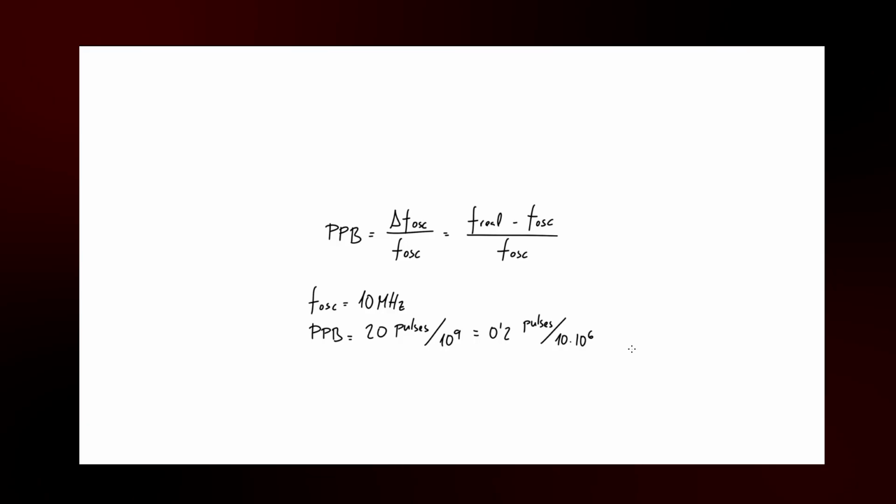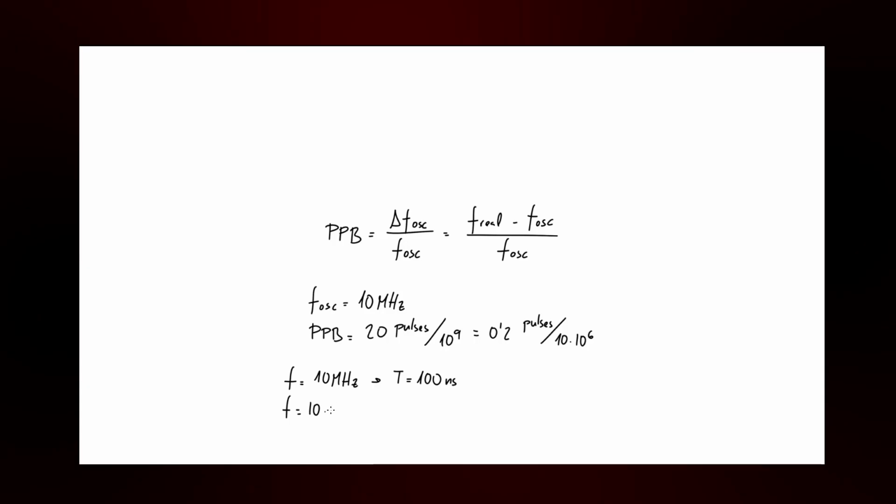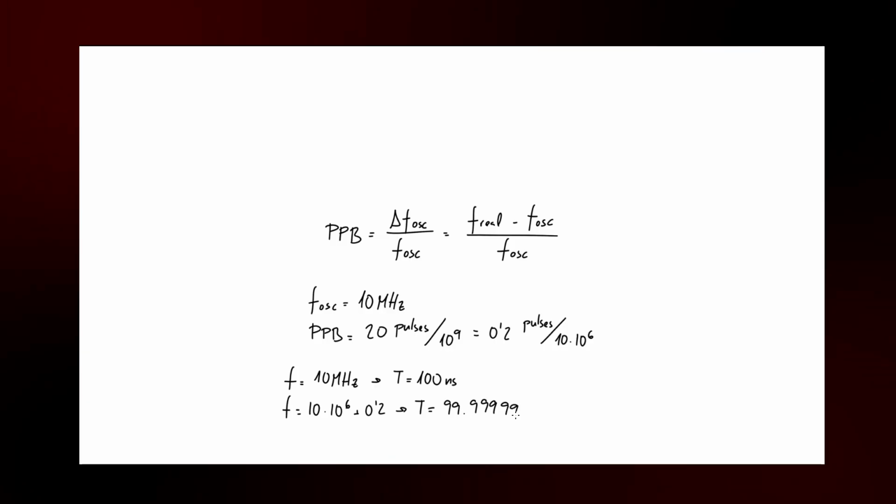Well, that doesn't sound so bad. If we transform frequency into periods, 10 MHz gives a period of 100 nanoseconds. And 10 MHz plus 0.2 gives you a period of 99.99998 nanoseconds. Well, that difference is just ridiculous. But let's put this into perspective, shall we?